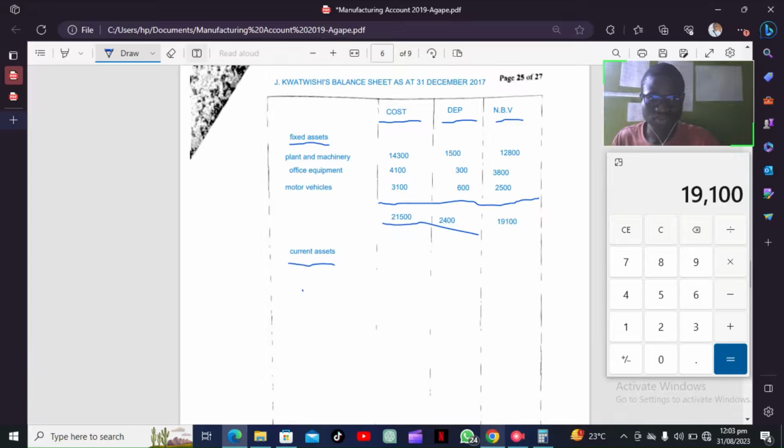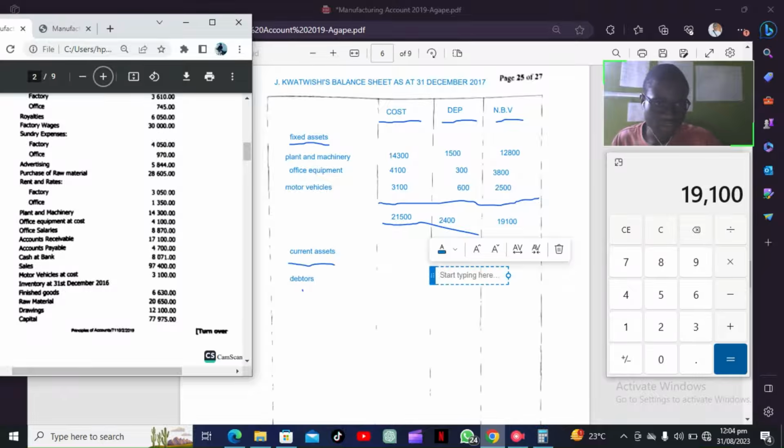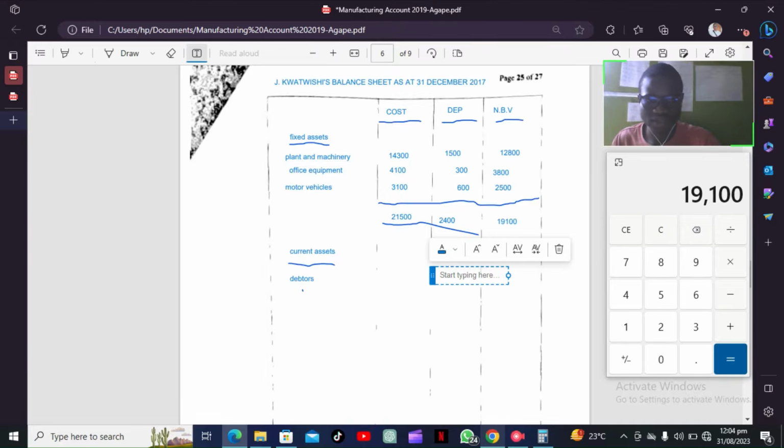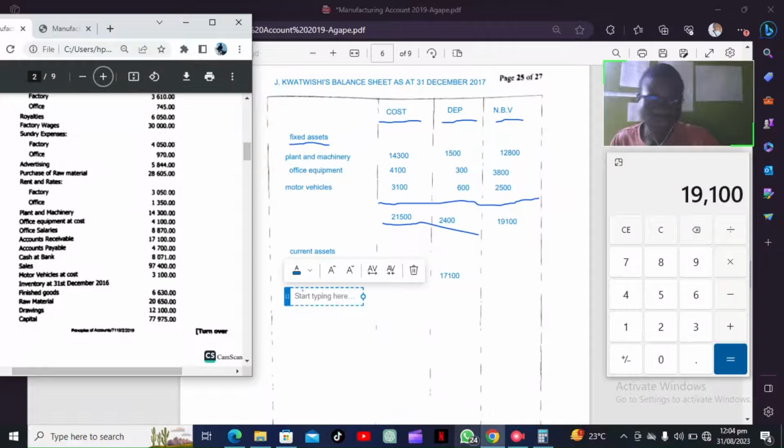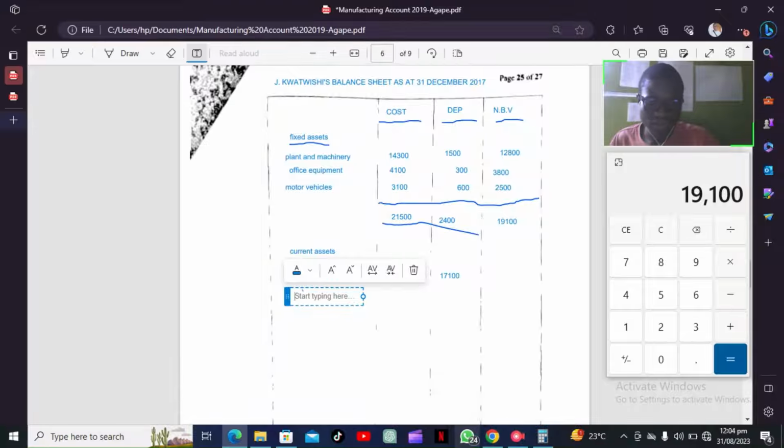So we're going to enter our debtors. So the debtors value, it's accounts receivables, but just written debtors. How much was it? So we're going to write it on the middle column. The figure for debtors, accounts receivable, was 17,100. So we're going to enter 17,100. Then from there, we're going to look for more current assets in the question. From debtors, we had cash at bank.